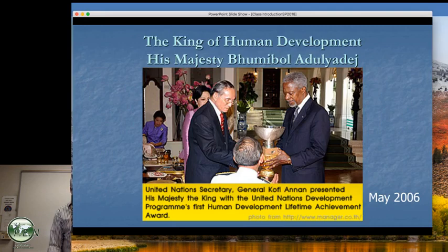And then in Thailand, Kofi Annan is giving the first ever, and actually I can't find another one, it seems like the only one.